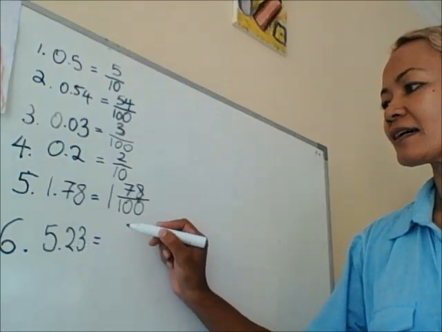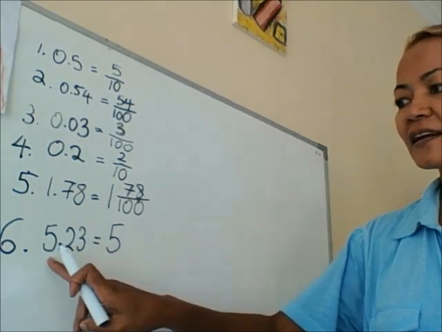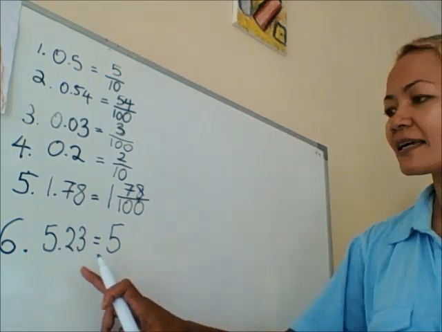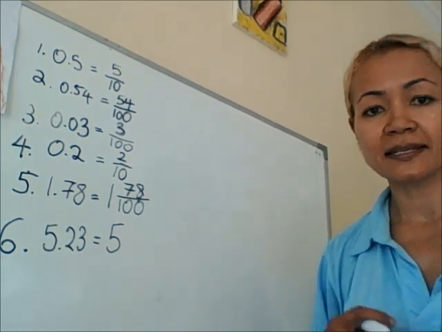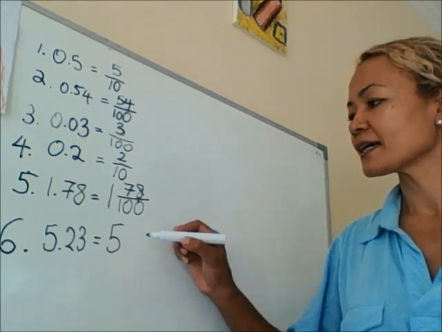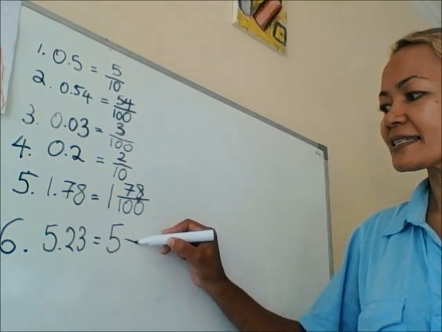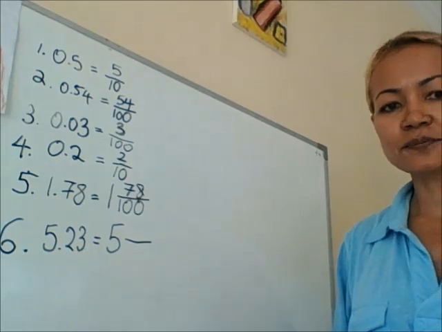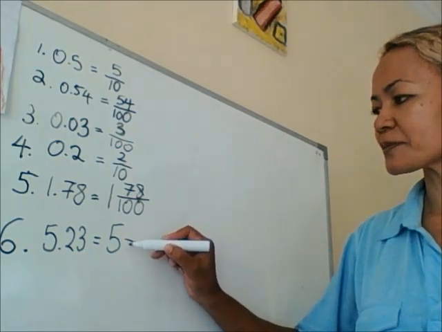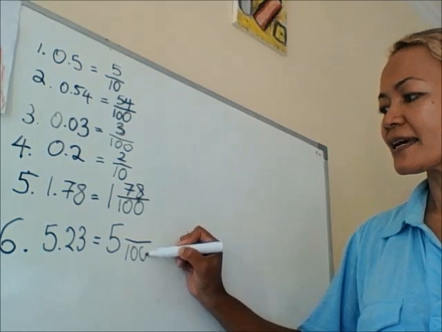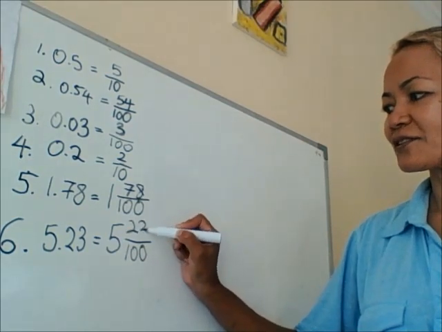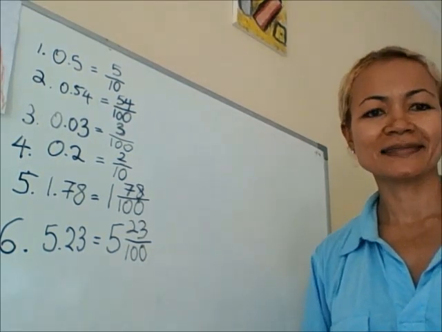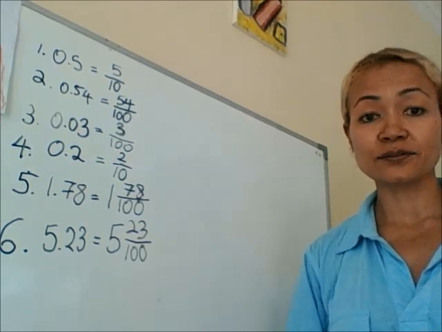5.23. First thing is you take that whole number, the 5 sits out here, the 0.23 becomes the fraction part of the number. So 23 sits on a denominator with 2 zeros, since there are 2 places there to the right of the decimal place. And the 23 sits on the top. There we go. Those are the solutions to activity 18.